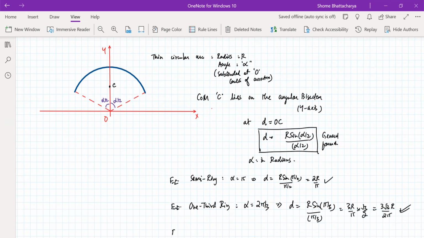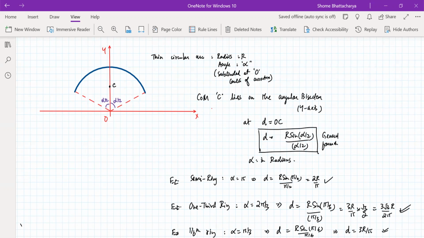But now for any other general example, suppose we have a situation where we have 1/6 of a ring. So our alpha is equal to pi by 3 or 60 degrees. So D becomes r sine pi by 6 divided by pi by 6. So here D will become 6r by pi into half. So 3r by pi. Okay, so it will become this kind of situation.